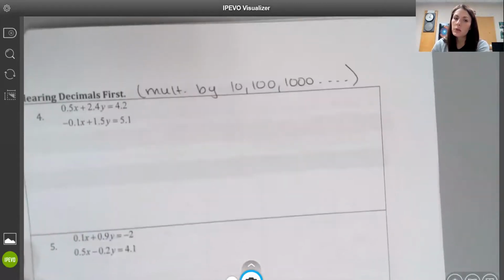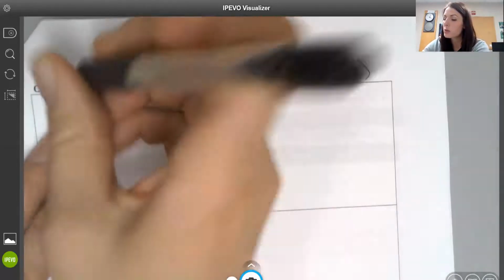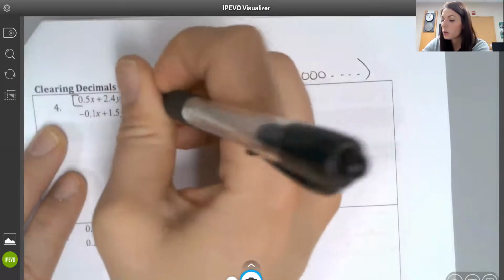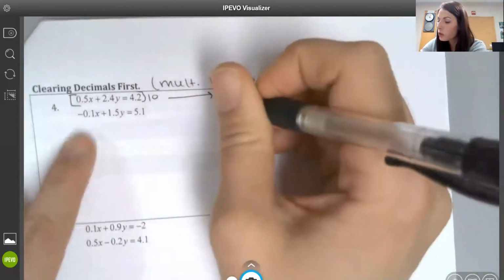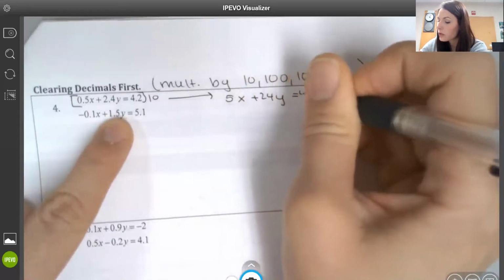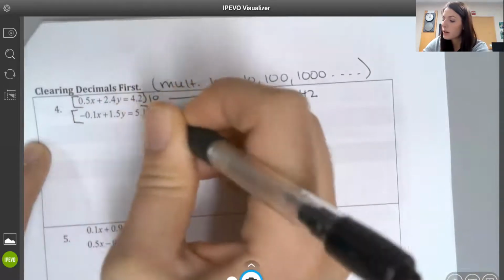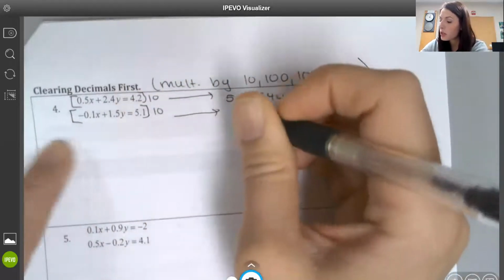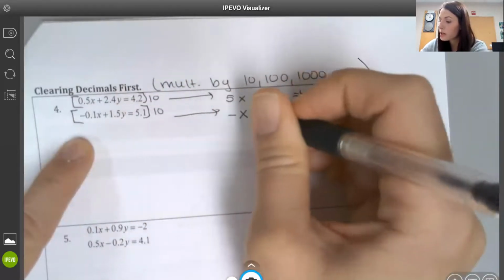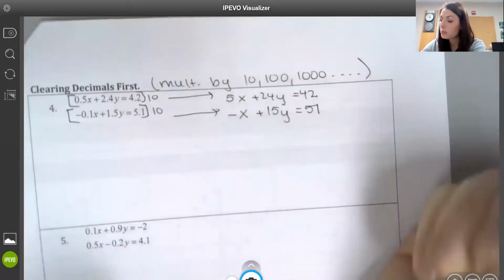And so for this first system, I'm just going to rewrite it like we did with the fraction ones. I only need to move my decimal place over 1. So I'm going to multiply by 10, which would give me 5x plus 24y equals 42. Same here, I only need to multiply by 10, which would give me -1x plus 15y equals 51.